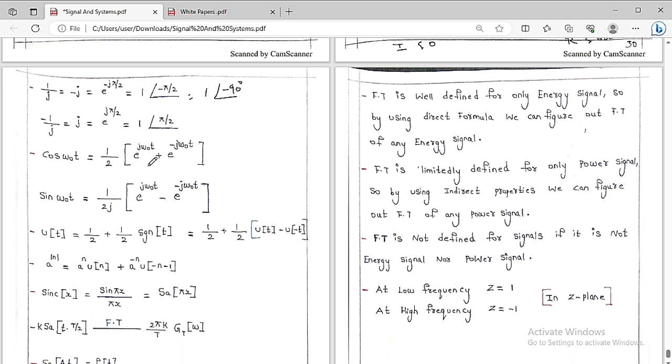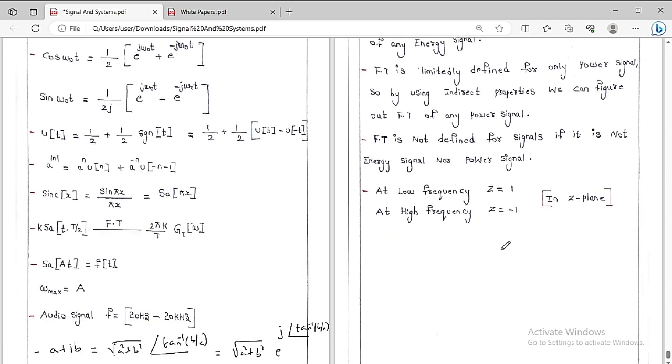I do not need to explain because I have discussed this one so many times. So cos of omega naught t is equal to half of e to the power of j omega naught t plus e to the power of minus j omega naught t, and sin omega naught t is equal to 1 by 2j e to the power of j omega naught t minus e to the power of minus j omega naught t. So you know the basic formula, right?